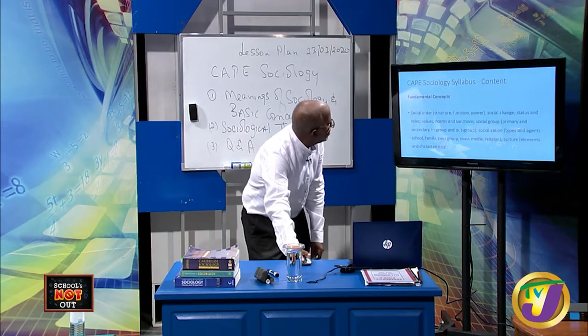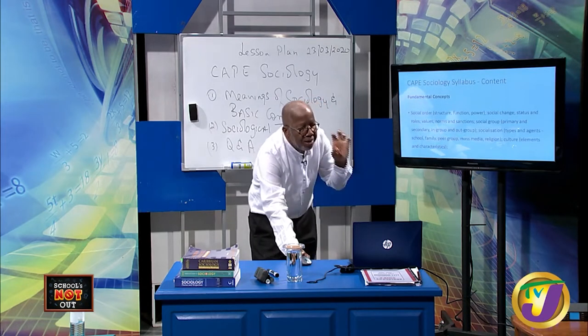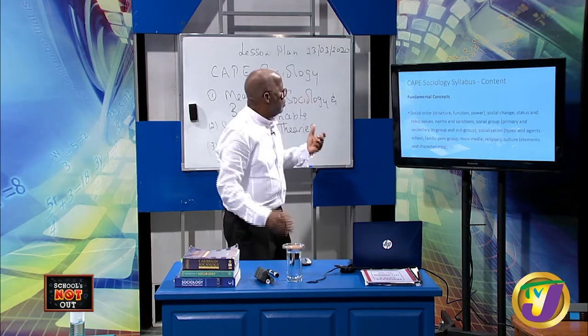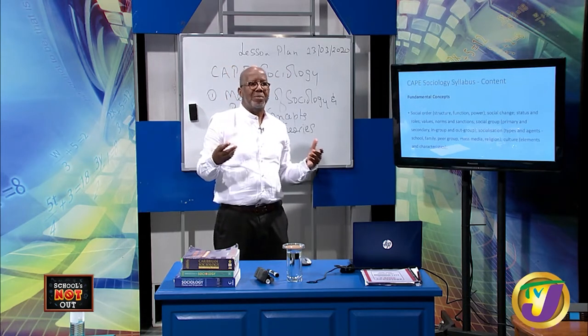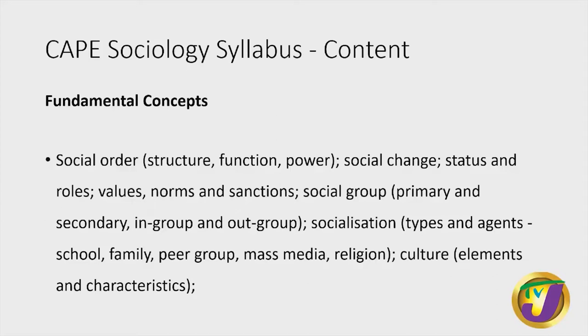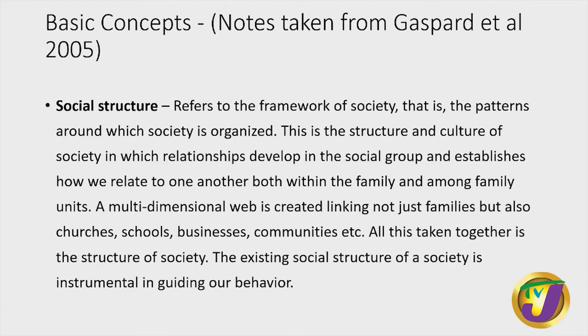So just some fundamental concepts which we'll use. I didn't go through all of them, but some of the major ones are important for you to know. I'll start with social order, because the first sociological theory that we start with, functionalism, has as its starting point of examining society social order. So we look at social order, social change, socialization, and so on. We won't be able to cover all of them, but I put them here because this is how it is on the CAPE syllabus. So you should know all of them: social change, status, role, values, norms, sanctions, social group, in-group, out-group, socialization, and so on. I tackled just a few of them because time would not allow me to tackle all of them.